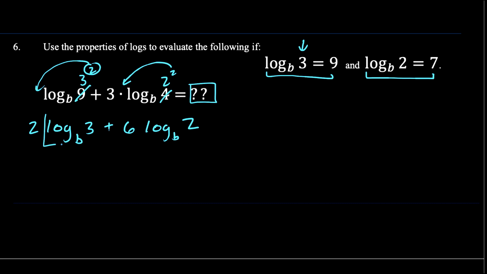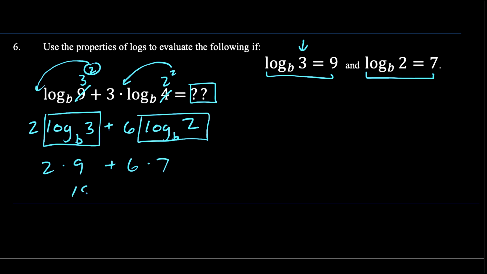Now we can go ahead and replace that. We know that log base b of 3 was really equal to 9. So we simply have 2 times 9 plus 6 times log base b of 2 was 7. So we have 18 plus 42. Let's go ahead and call that 60.